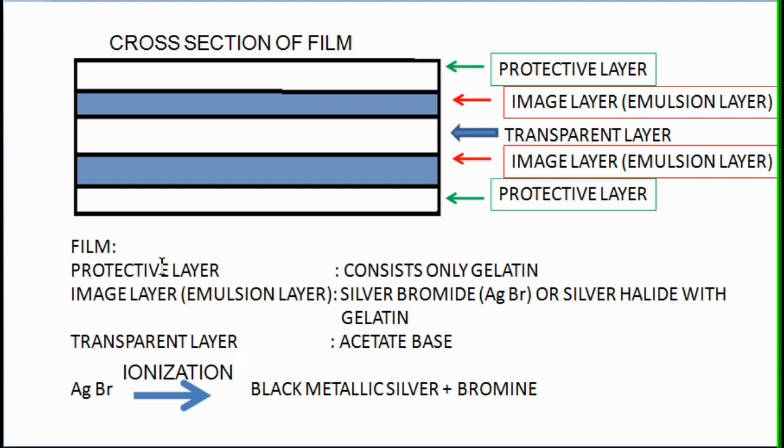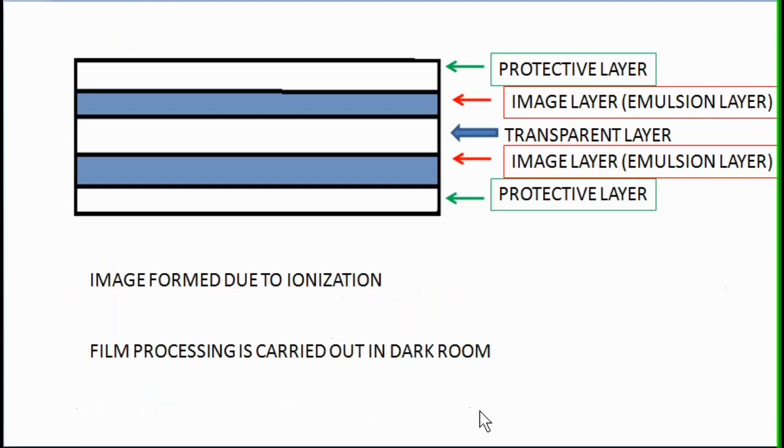So the protective layer protects the outer area of the film. When ionization happens, the silver bromide is converted into black metallic silver plus bromine. So the image is formed due to ionization only.